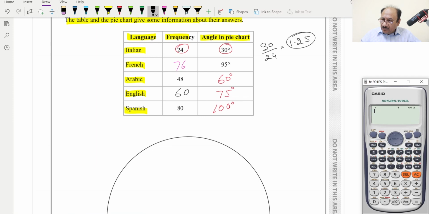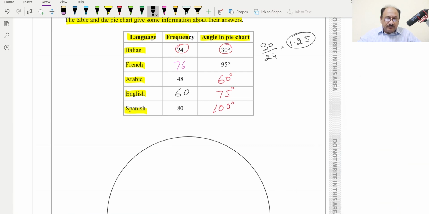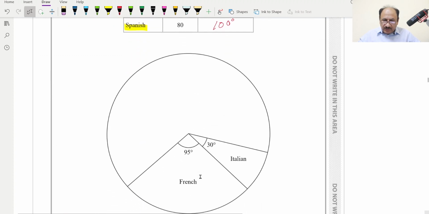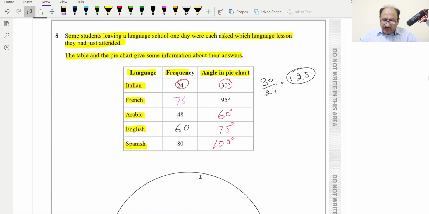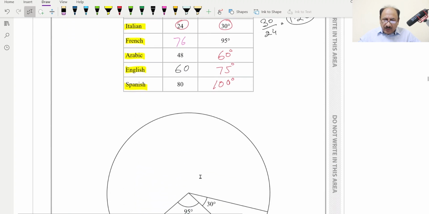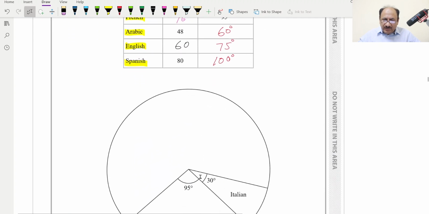Now we can double check: 30 plus 95 plus 60 plus 75 plus 100. This should add up to 360, and this is 360. Now that the mistake is rectified, for French and Italian, 95 and 30, these two are provided, and for Arabic we have to provide the exact angle of 60 degrees.